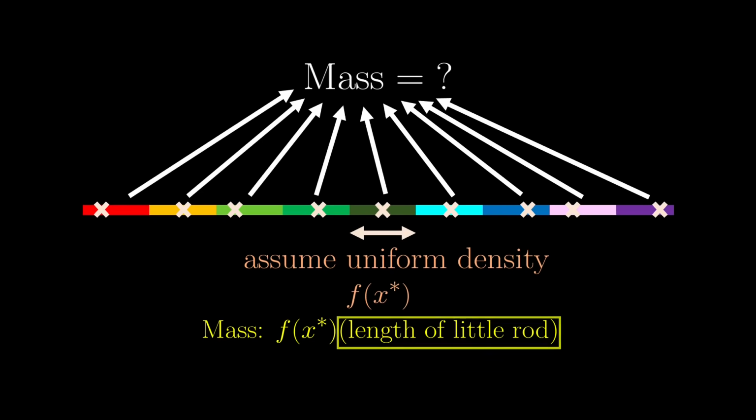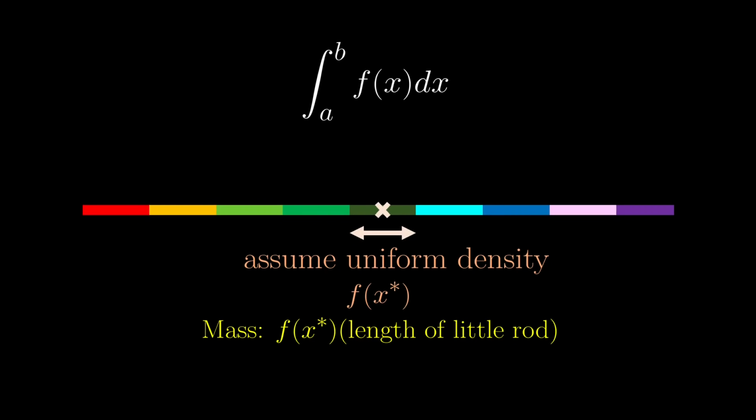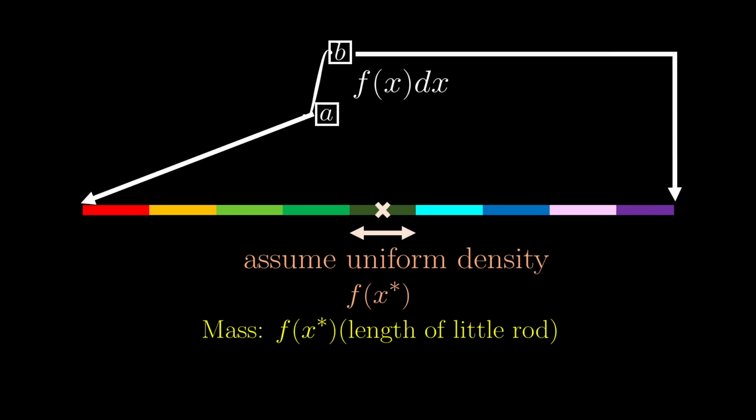This is not perfect, but as the length of the little rod decreases and there are more and more of them, we get closer to the true mass. This process is denoted using an integral. Here, a and b represent the two endpoints of the big rod, and f of x dx can be thought of as the masses of the little rods.